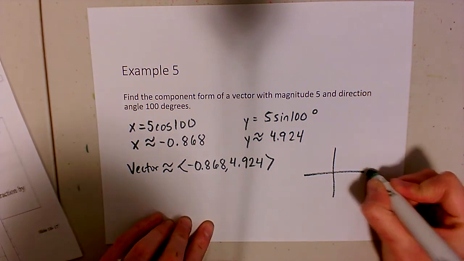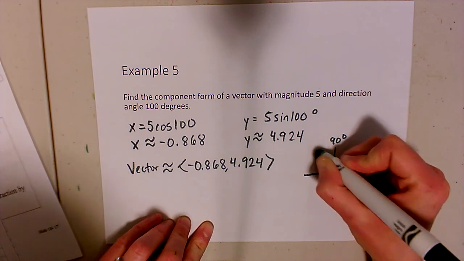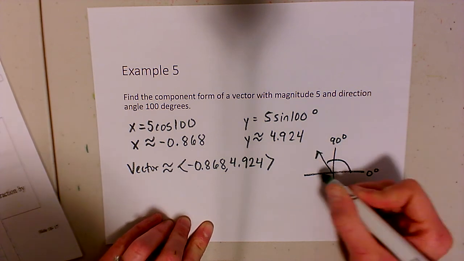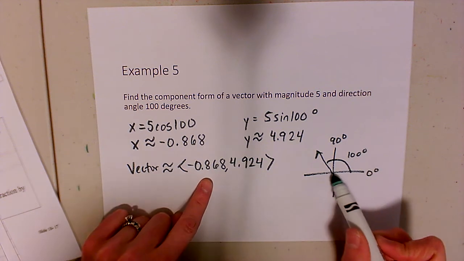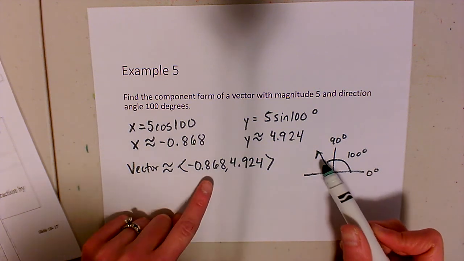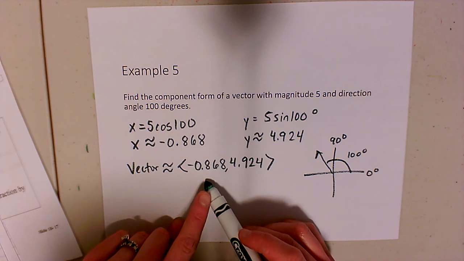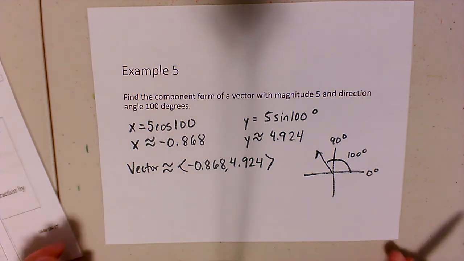Now, if we think about it, it makes sense that this is negative, because if you picture where 100 degrees is, here's 0 degrees, here's 90 degrees, so 100 degrees is going to be somewhere in the second quadrant. And in the second quadrant, your x's are negative, but your y's are positive. So it makes sense here that your first component is negative and your second component is positive.